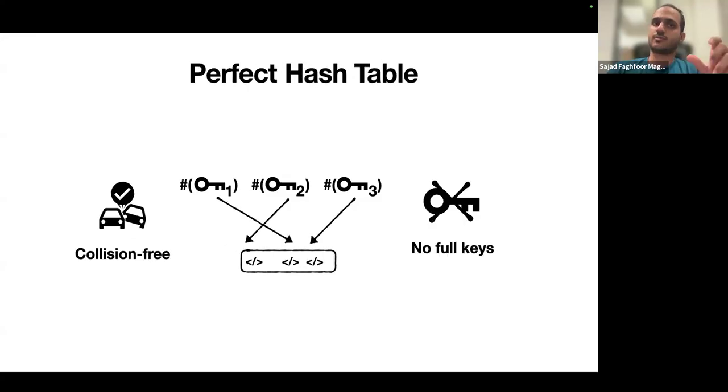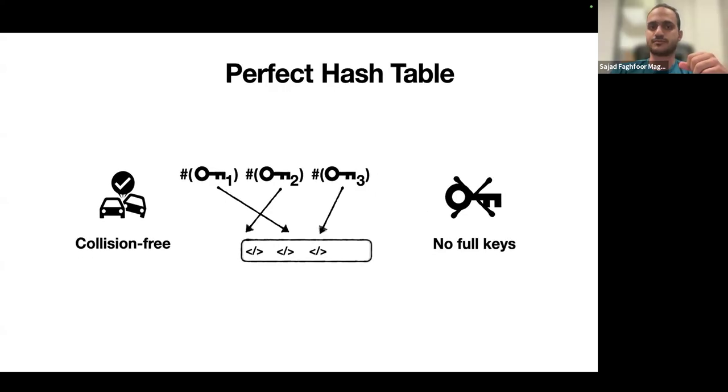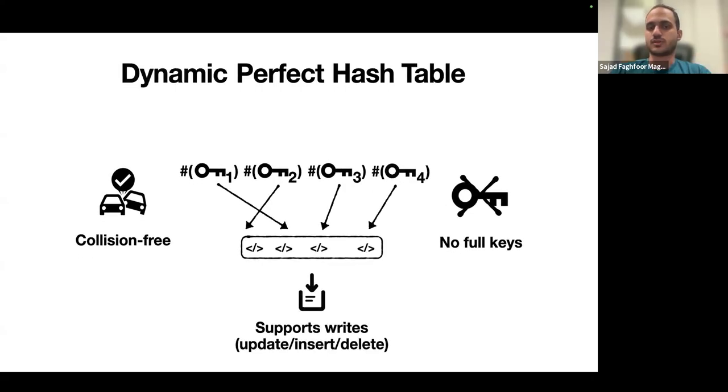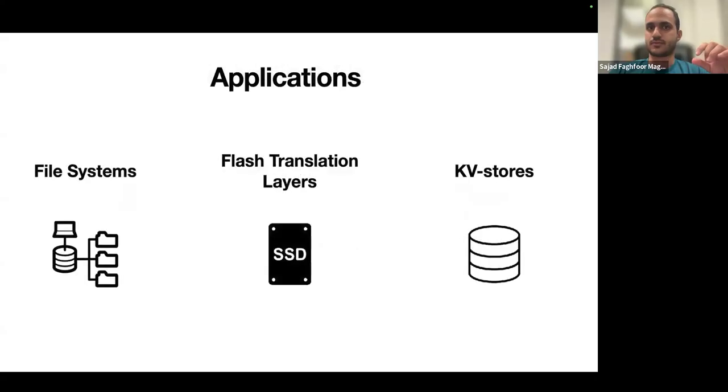So we call a hash table perfect whenever it's collision free, but at the same time we are not storing full keys. So that's the tricky part. And obviously, if we are also able to support writes, like update, insert, and deletes, we call it a dynamic perfect hash table. And there are many applications for something like that in file system, flash translation layer, and key value stores.